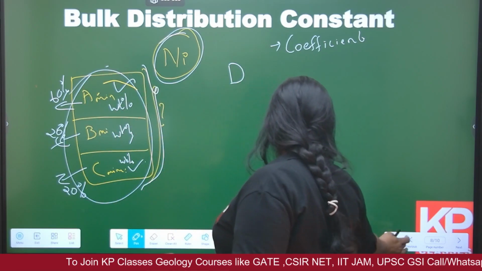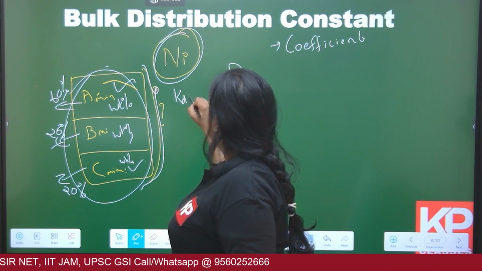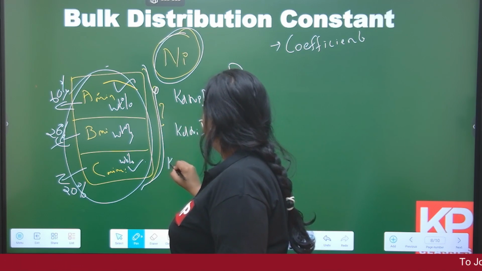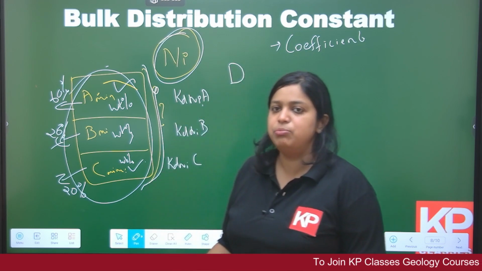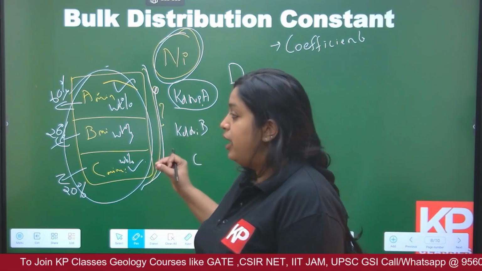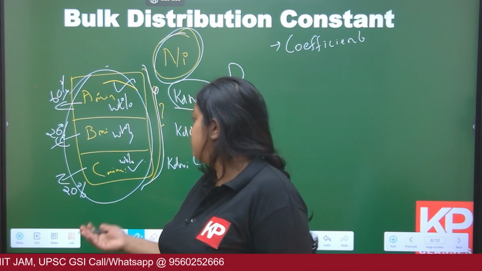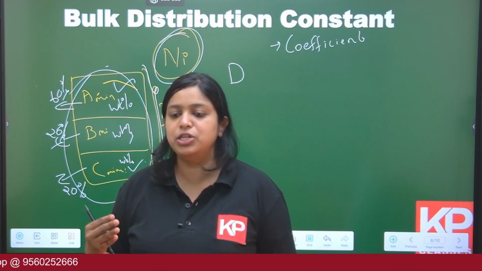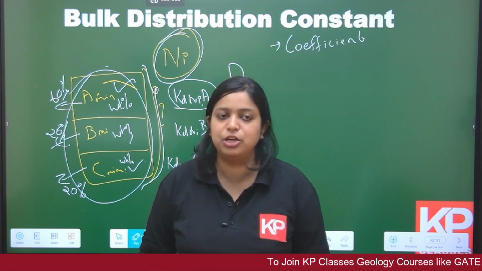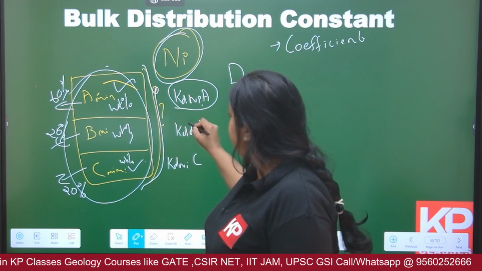We know from the previous partition coefficient equation that we can calculate the Kd value of nickel in mineral A, the Kd value of nickel in mineral B, and the Kd value of nickel in mineral C. The Kd value of nickel in mineral A means the ratio of the concentration of nickel in mineral A to that of the liquid, and likewise for B and C. These are defined by the Kd values. Now, the weight percentages are also known.